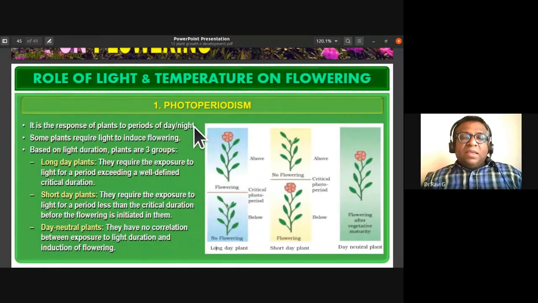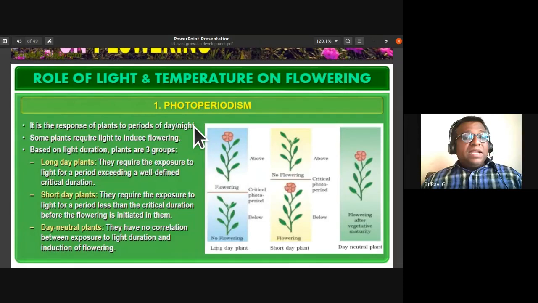Accordingly, there are plants which flower only when they are exposed to a longer duration of light. We call them long day plants. And there are plants which flower only when they are exposed to a shorter duration of light. We call them short day plants. And there are plants which flower irrespective of the duration of light that they are exposed to. We call them day neutral plants. So photoperiodism is the response of plants to the periods of day or night, that is, the duration of day or night.